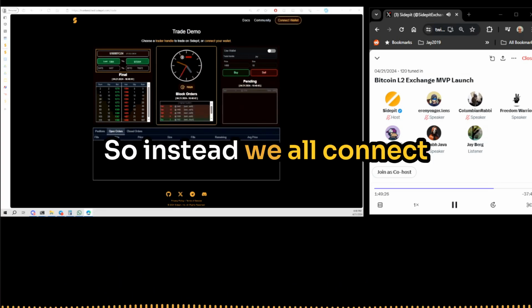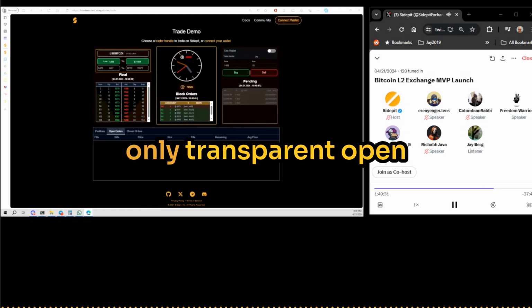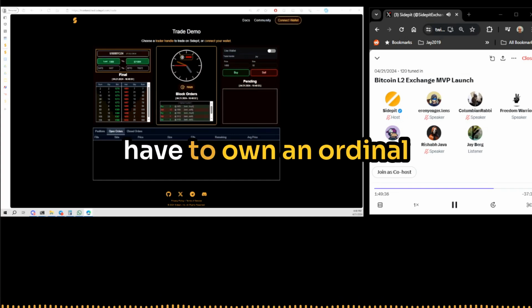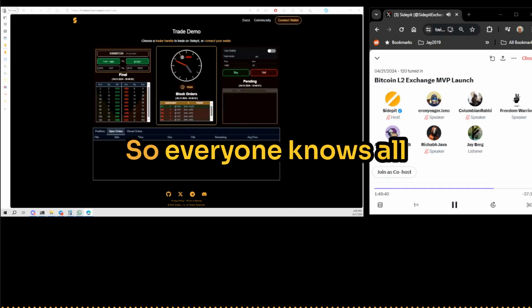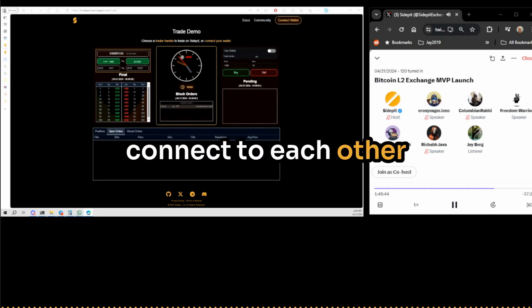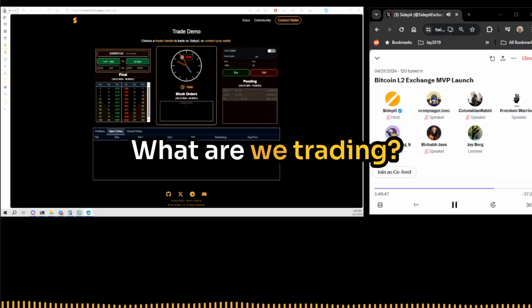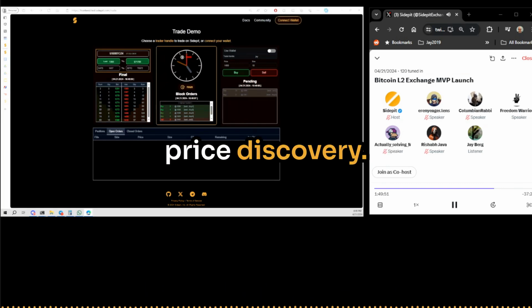So instead, we all connect to each other in a private, members only, transparent, open protocol, where you just have to own an ordinal trading jacket, right? So everyone knows all the participants, and we connect to each other, and we start trading. What are we trading? We're trading the US dollar. So it's like peer to peer. It's peer-to-peer price discovery.